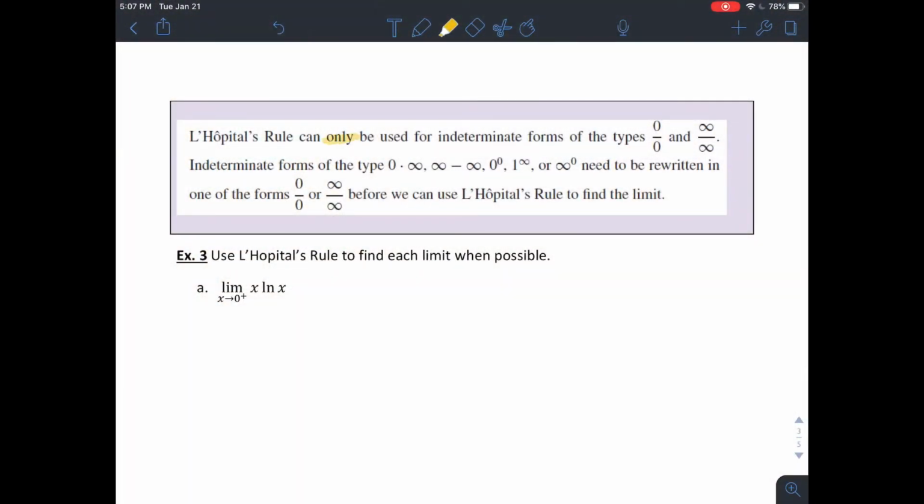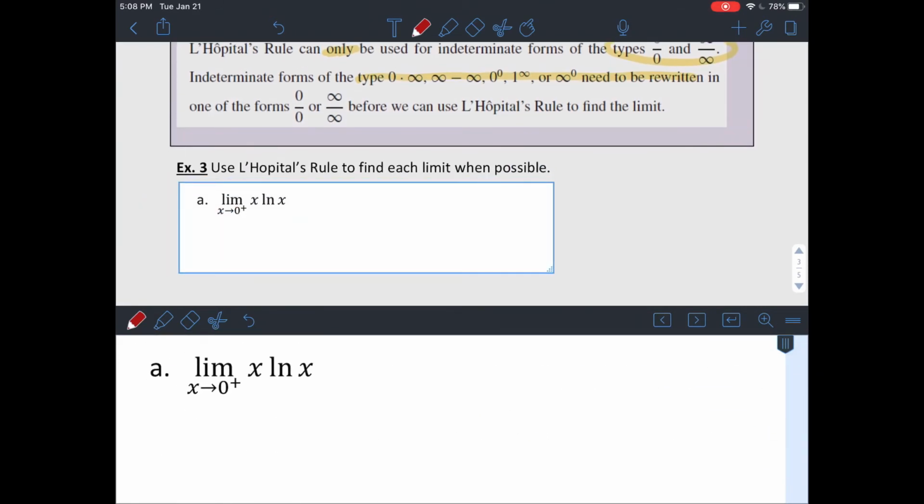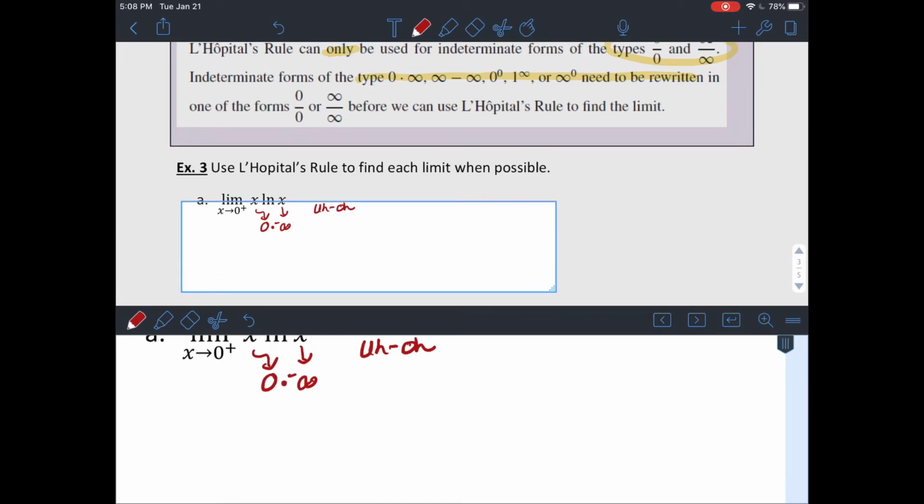Okay, so if it's not one of our two special indeterminate forms, we're going to have to rewrite it first before we can use L'Hopital's rule. So we're going to have to get a little tricky with rewriting things into indeterminate forms that we can use. This one is of indeterminate form 0 times negative infinity, which we can't find the limit that way, and we can't do it with L'Hopital's either until we rewrite it.